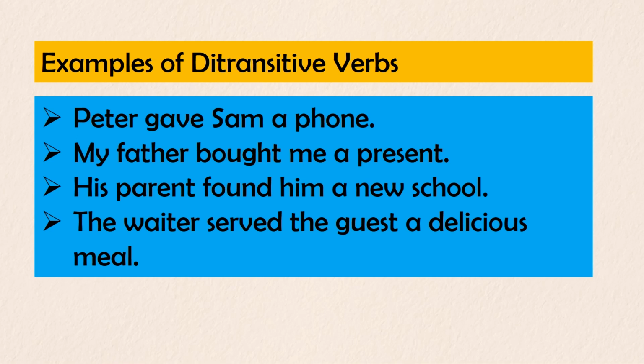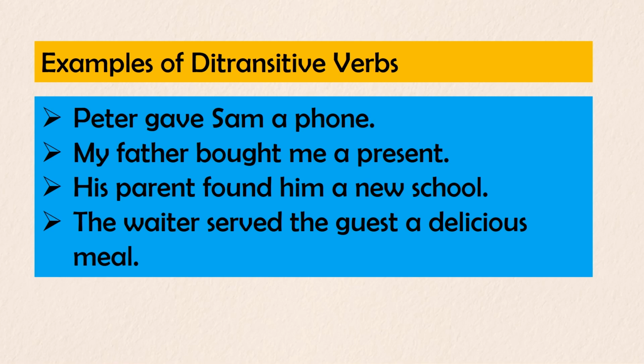Examples of ditransitive verbs: Peter gave Sam a phone. Peter gave what? A phone. So phone is the direct object and Sam is the indirect object. My father bought me a present. My father bought what? A present. So present is the direct object and me is the indirect object.